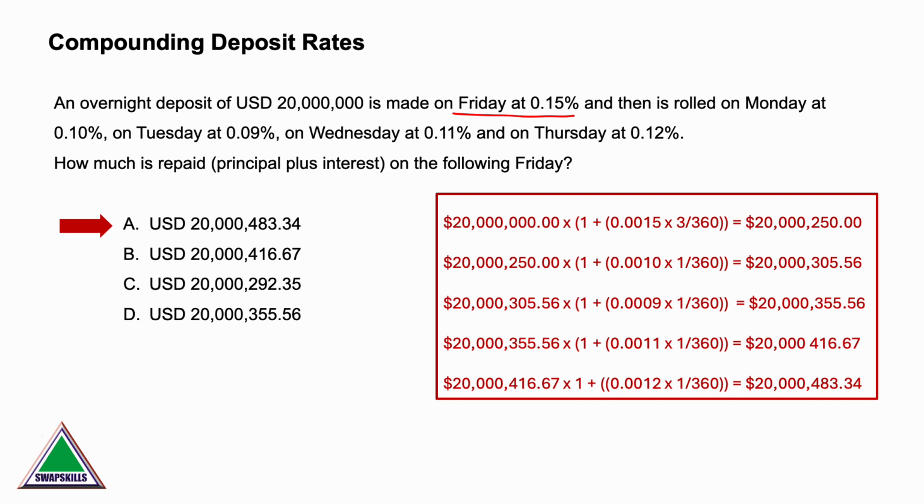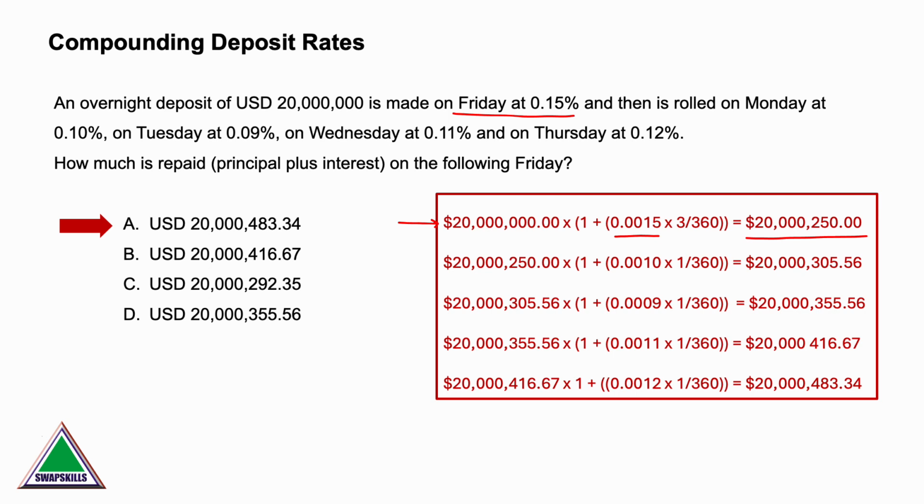Wow, a lot of numbers here. So this is our starting point on the top left. We're starting with $20 million. What will be the principal and interest in 3 days' time? Well, multiply it by 1 plus your interest rate, which we know is 15 basis points, written down as 0.0015, times 3 over 360, times 3 days, Friday, Saturday, Sunday, and it's dollars, so it's actually over 360. So after 3 days, your principal and interest would have gone up by $250.